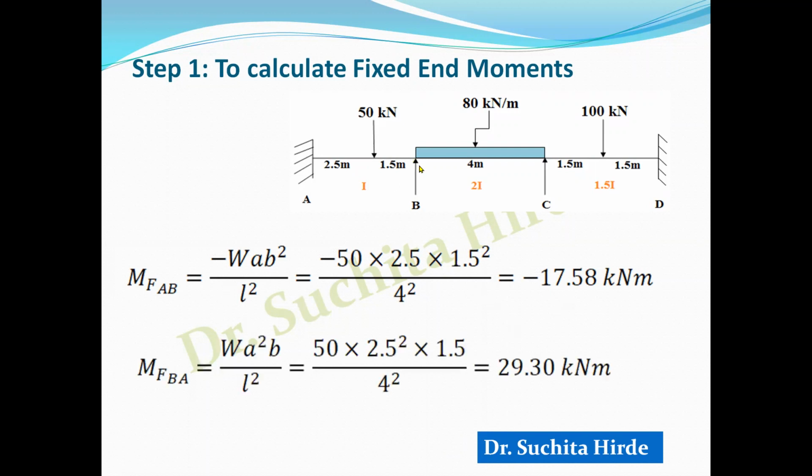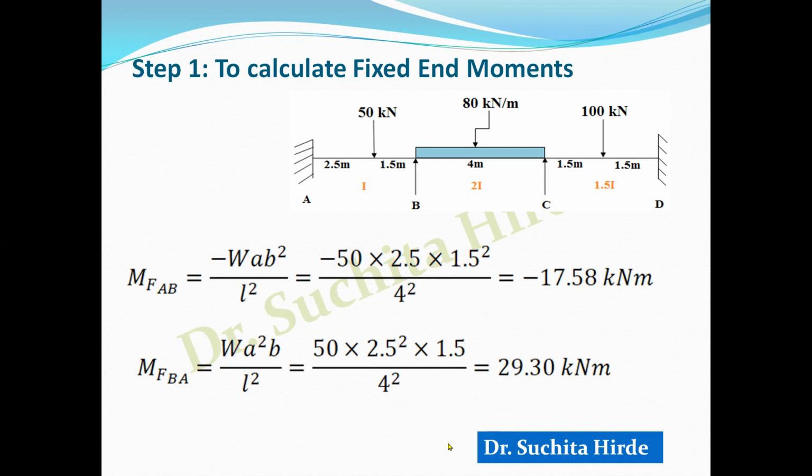Then MFBA, you know the meaning of MFBA is fixed end moment at B whose far end is A. So it is W a square b upon L square. So remember that anti-clockwise we are taking negative and clockwise we are taking positive. So this is sign convention we are adopting in this method. So this is W a square b upon L square, you get 29.30.